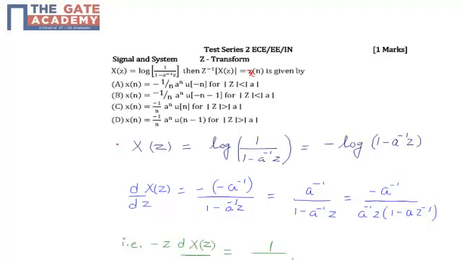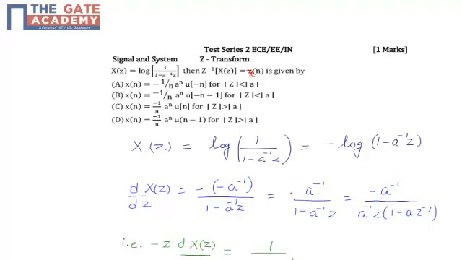So what we are given is X of z is equal to log of 1 by 1 minus a inverse z. So we can write this as minus log of 1 minus a inverse z. So from this, if I take the derivative of X of z with respect to z, then what I get is minus times minus a inverse divided by 1 minus a inverse z.